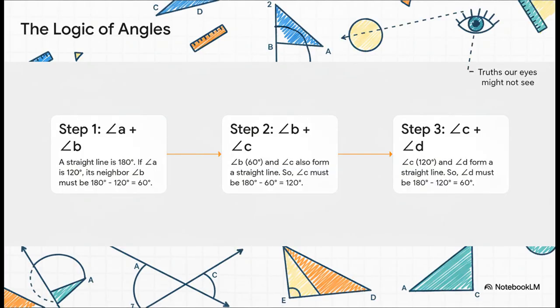All right, let's break it down. The key is that a straight line is always 180 degrees. So look at step one. Angles A and B are sitting together on a straight line. If A is 120, then B has got to be 60 to make it 180. Simple as that. And from there, it's like a domino effect. Now look at B and C. They also make a straight line. So if B is 60, C has to be 120. And finally, C and D form one last straight line, so D must be 60. And just like that, we've solved the whole thing.